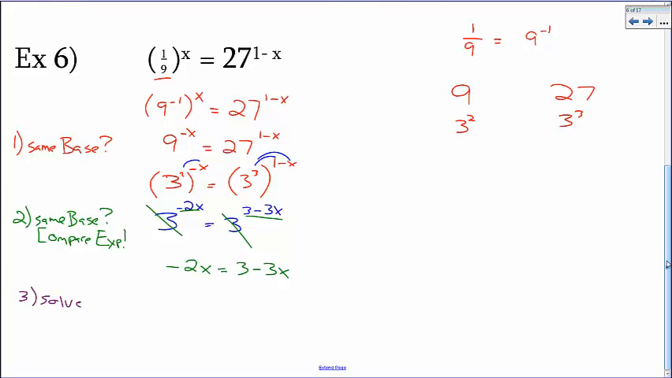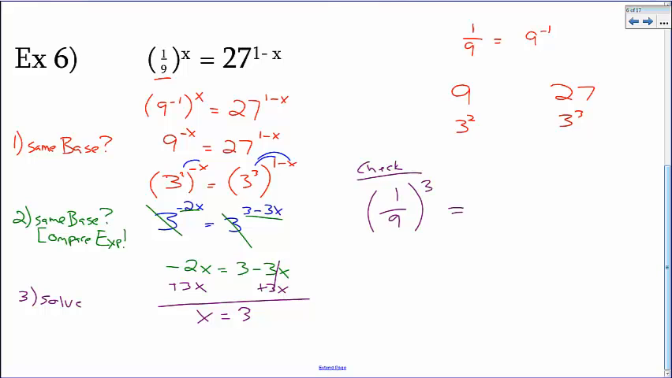Now I solve using algebra. I'm going to add 3x to both sides, and I should come out to the statement x equal to 3. Once again, I'm going to check my answer by plugging my solution for x, 3, into the original equation for my values of x.